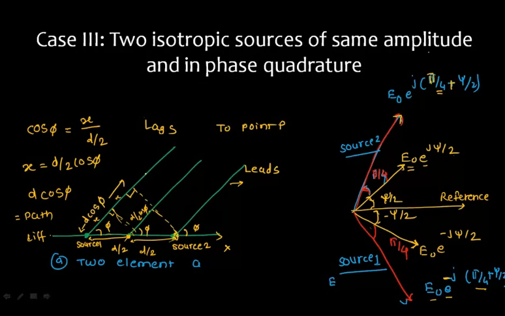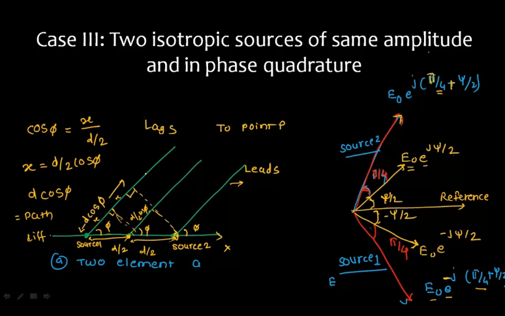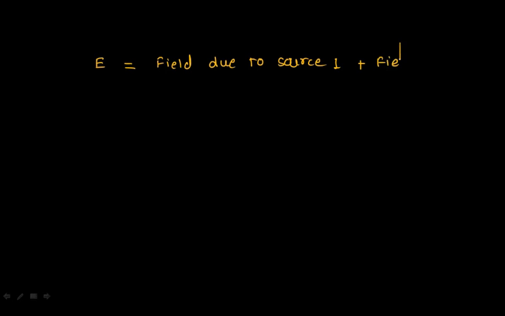Now what am I interested in? I'm interested in the total field which I'm going to observe with these two elements. So how are we talking about the total field here? The total field E is equal to the field due to source 1 plus the field due to source 2.